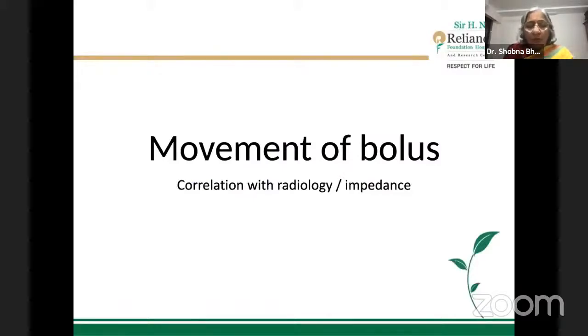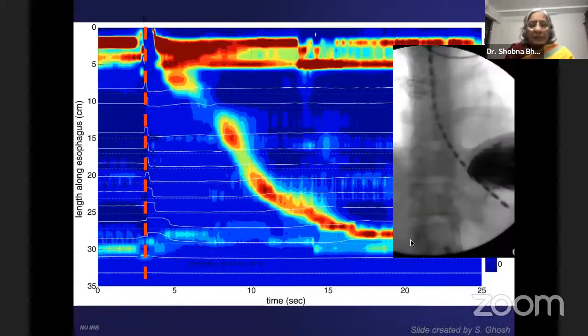So the movement of the bolus became an interesting point when we realized that the bolus itself caused many changes, and peristalsis was only one of the features that we were studying. So the movement of the bolus was studied in correlation with two other parameters, radiology and impedance. And we look at this. This is a picture I borrowed from Mark Fox in Switzerland. So you see this manometric catheter on the right during a barium study.